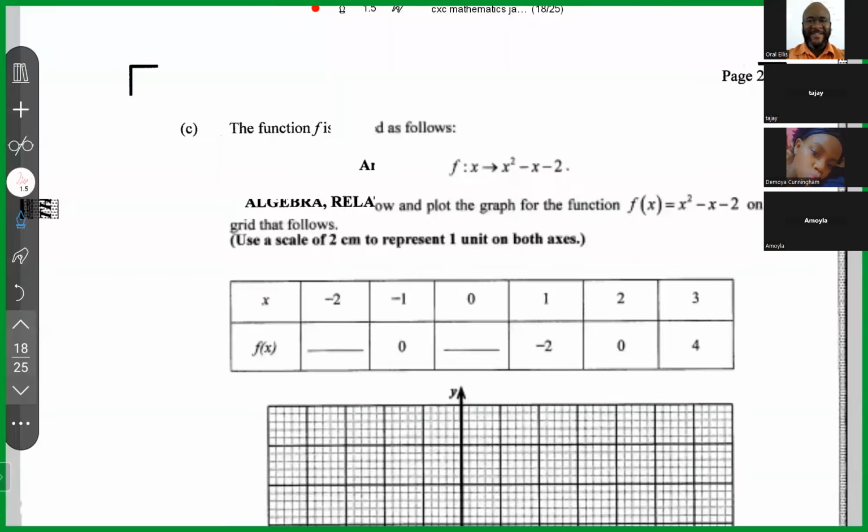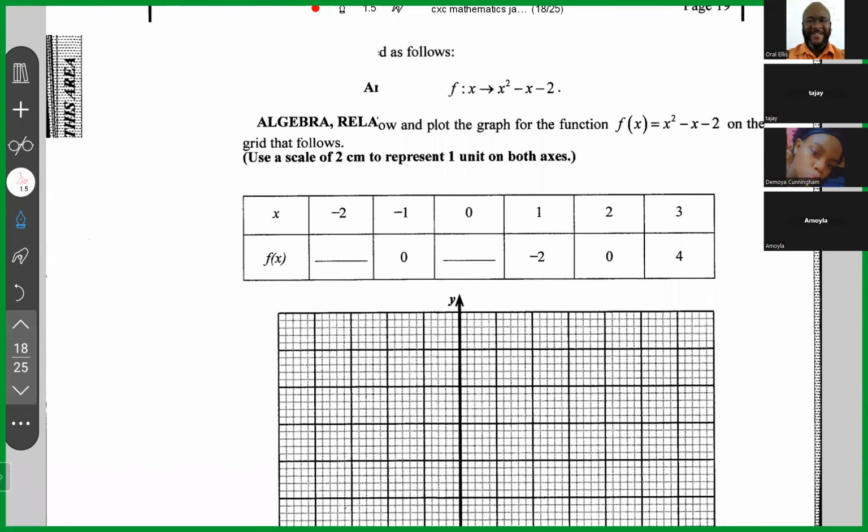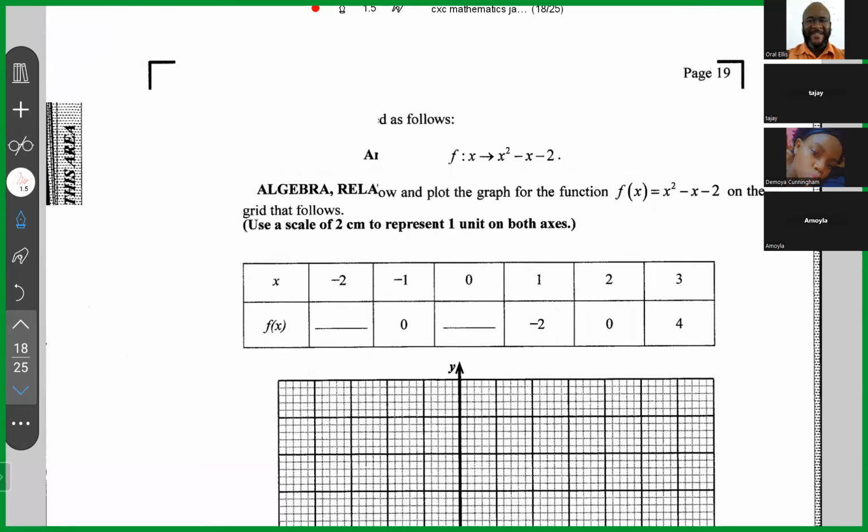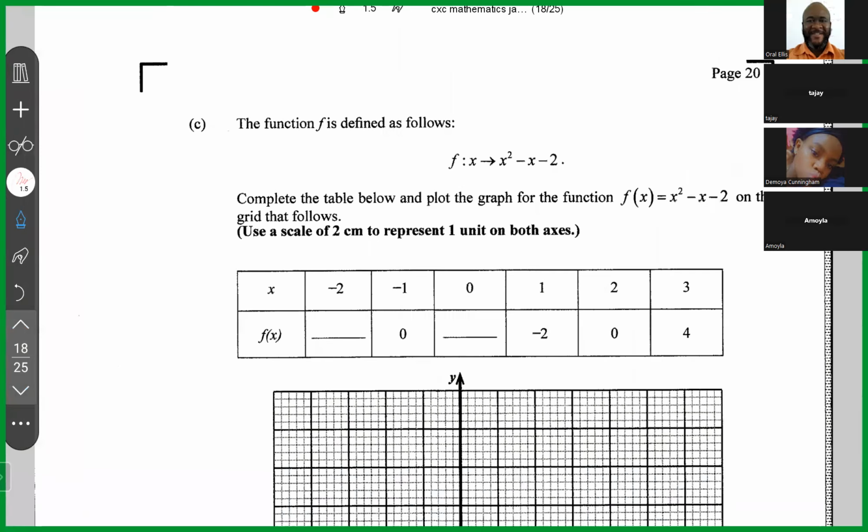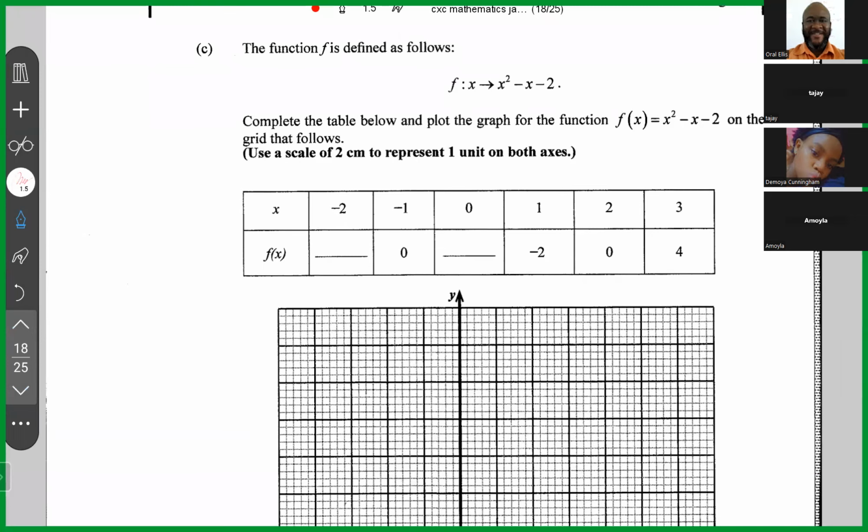All right, moving on. This is the C part of the question. It says complete the table below. The function f is defined as f of x is equal to x squared minus x minus 2. Complete the table below and plot the graph of the function f of x is equal to x squared minus x minus 2 on the grid that follows. All right, so some of these values are missing.